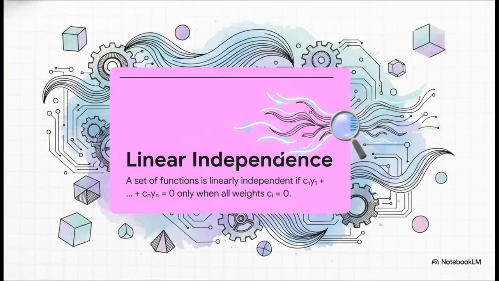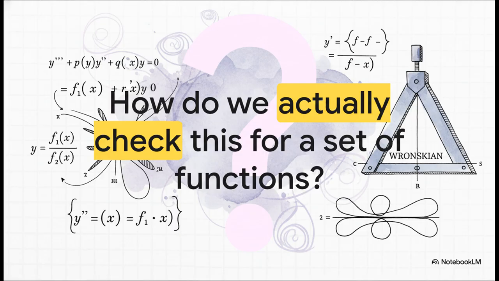So this is the textbook definition of linear independence. Let's break that down. In simple terms, it just means that no single function in your set can be built by mashing together the other ones. Each one is totally unique. It brings something new to the party. And this is so critical, because our final general solution is a combination of these functions. If one was just a rehash of the others, it would be redundant and we wouldn't be able to describe all the possible solutions.